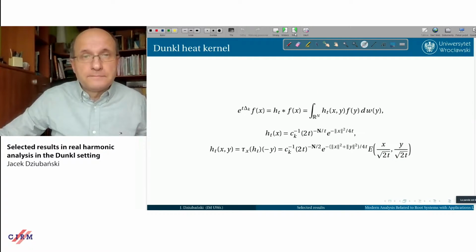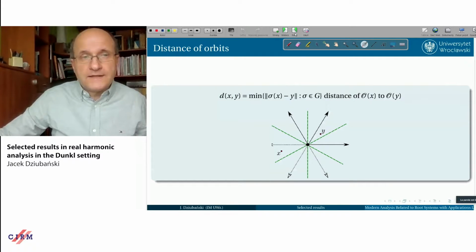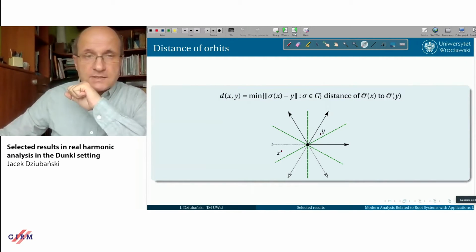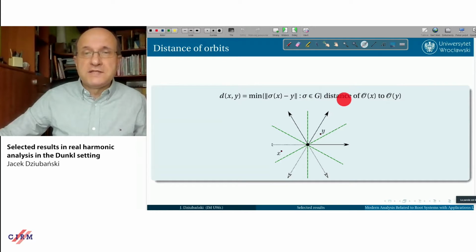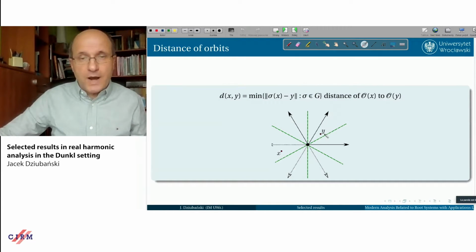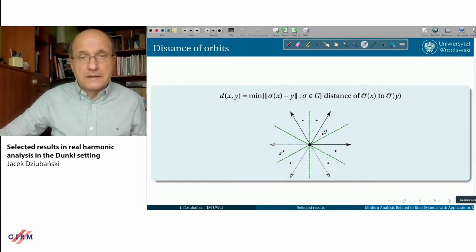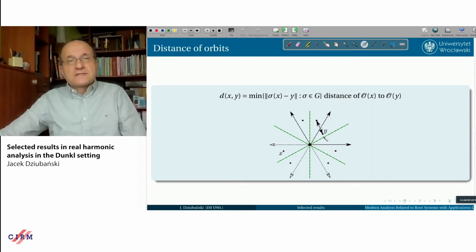Okay, so now let us define very important objects for us. This will be the function d(x,y), and it is the distance of the orbit of x to the orbit of y. So how do we compute it? We have two points, x and y. We take the orbit of the point x, which is that set, and it turns out that the distance of the point y to the orbit of x is achieved by this point. Actually, both points, this and that, must be in the same Weyl chamber.